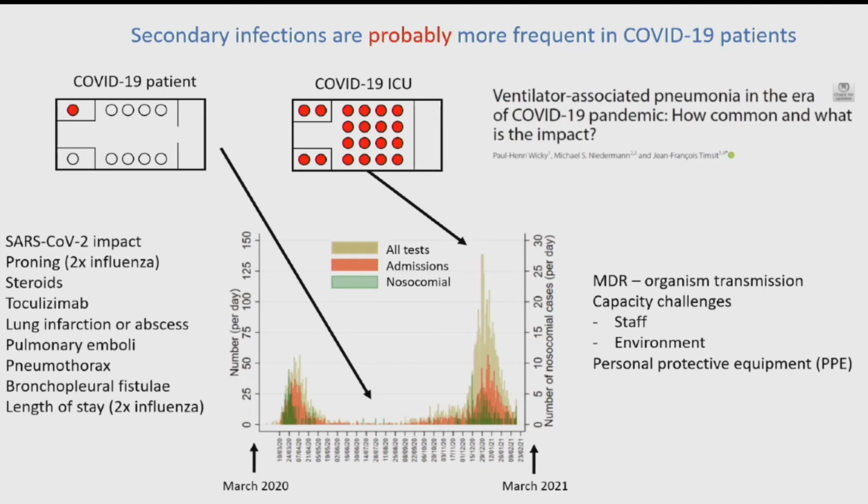Now, as you can see in the middle portion, the incidence of nosocomial infection is also low as the incidence of COVID-19 decreases. Now, as you can see in the top diagram, if there is just one COVID-19 patient, it usually is not associated with a high risk of ventilator associated pneumonia.